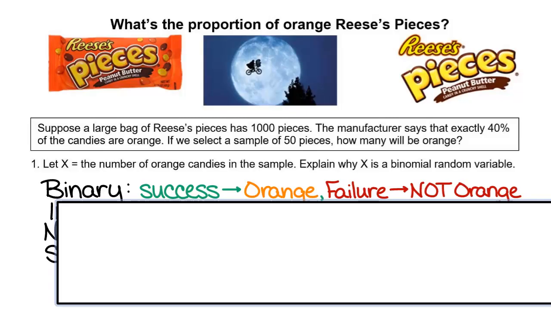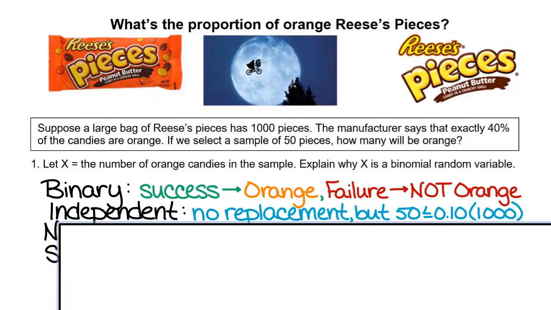10% condition. So what would I do to check my 10% condition here? 10% of the total population, which is all of the large bags of Reese's. In this case, we've got 1,000 pieces. So 10% of 1,000. How big is our sample? Is 50 less than or equal to 10% of all of the candies in the bag? Yes. So we're doing it without replacement, so technically not independent, but we get approximate independence here.